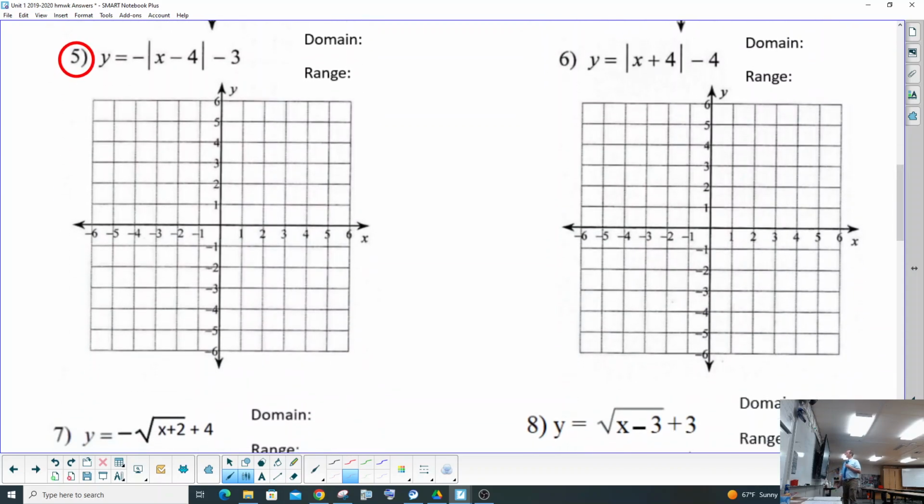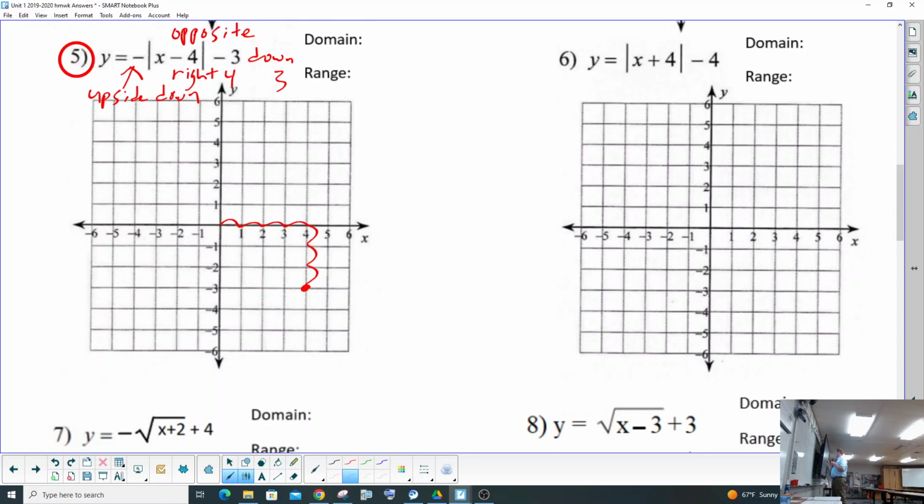Okay, so this time we're doing absolute value, and what's that negative mean? Upside down. Yeah. So again, negative 4 means opposite what you think. So instead of left 4, because you think left 4, it's actually right 4, and down 3. So we're going to go right 1, 2, 3, 4 and down 1, 2, 3.